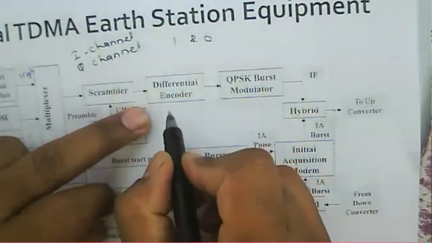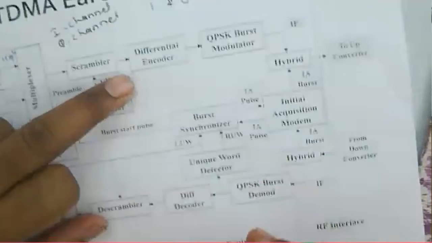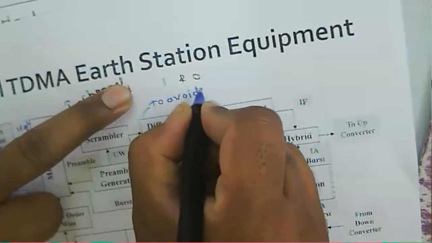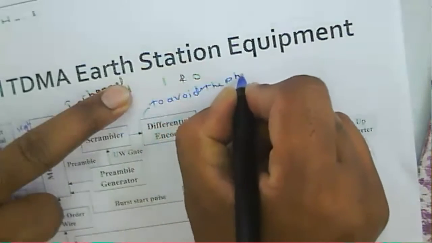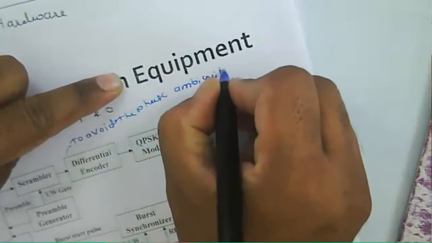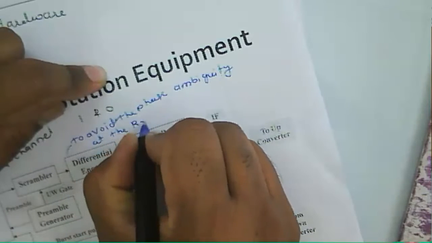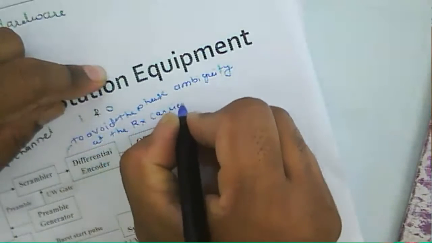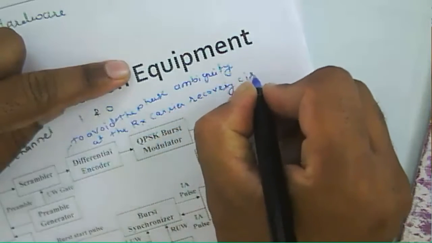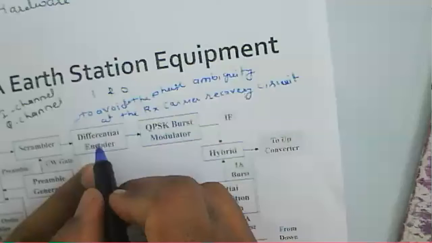Okay, we can say that the role of this differential encoder is to avoid the phase ambiguity at the receiver carrier recovery circuit. Okay, that is the role of this differential encoder.